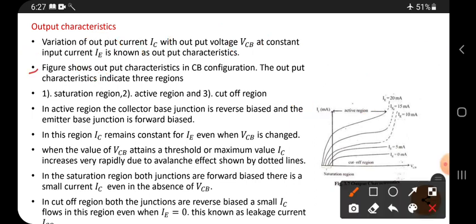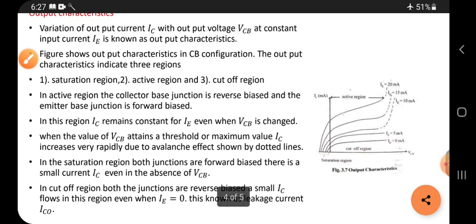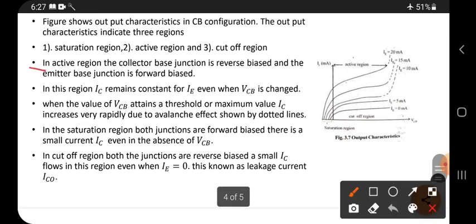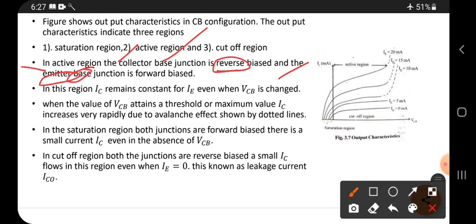Figure shows output characteristics in CB configuration. The output characteristics indicate 3 regions: saturation region, active region, and cutoff region. Let me explain one by one. In active region, looking only at the output section, the collector base junction is reverse biased, and the emitter base junction is forward biased.